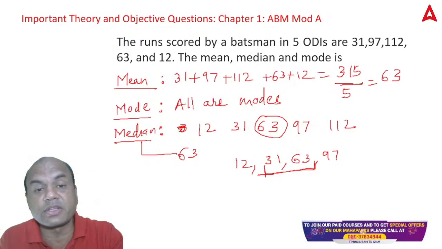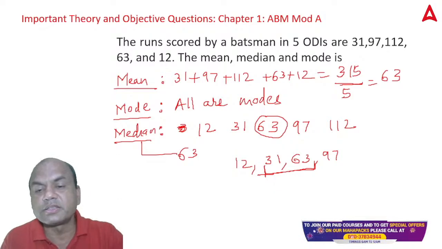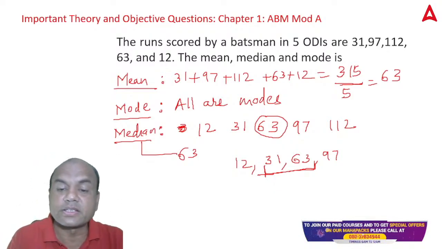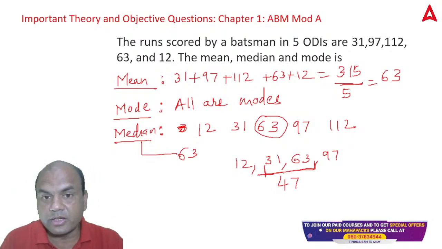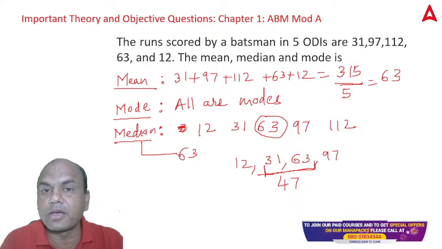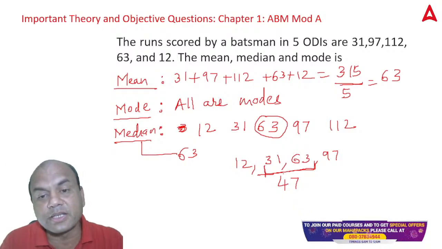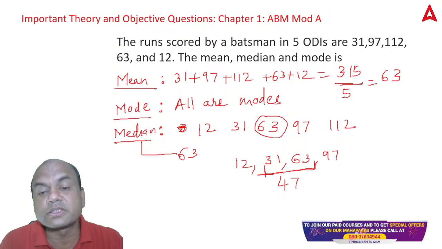Give me the answer, everyone. 31 plus 63 upon 2, so it is 47. So the median would have been 47 in that case, if there were 4 numbers. Got it? If I have an odd number of numbers, then things are simple and the central number is very easy to find. If it is an even number, then I have to find the average of the central 2 numbers.